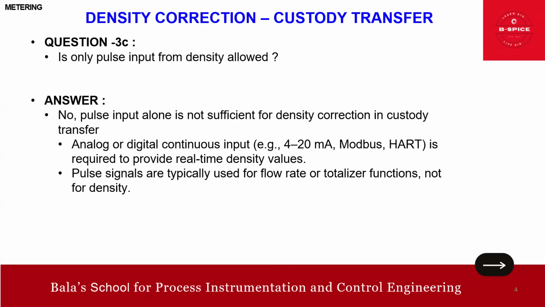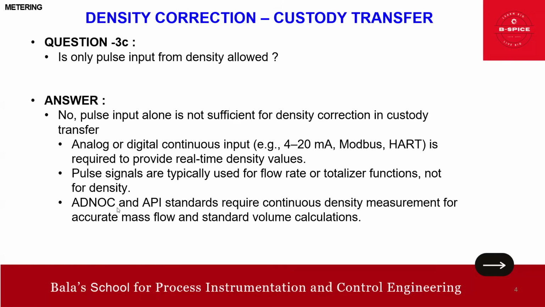The other reason is pulse signals are typically used for flow rate or totalized function, not for density. And of course, ADNOC and API standards require continuous density measurement for accurate mass flow and standard volume calculation. So your 3C is also answered. I hope you also agree.